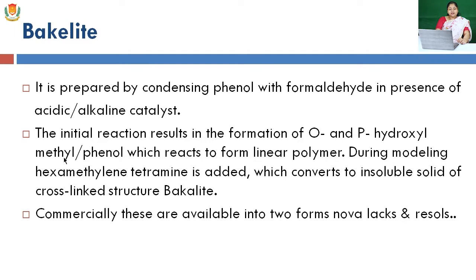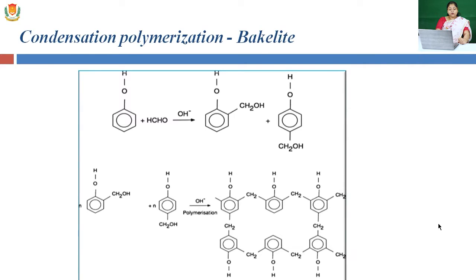Bakelite is prepared by condensing phenol and formaldehyde in presence of acid or alkaline catalyst. Basically, bakelite is commonly known as phenol formaldehyde resin. It is a resin. The initial reaction results in the formation of ortho and para hydroxy phenol, which reacts to form a linear polymer. During molding, hexamethylenetetramine is added to this polymer, which converts it into an insoluble solid of cross-linked structure termed as bakelite.